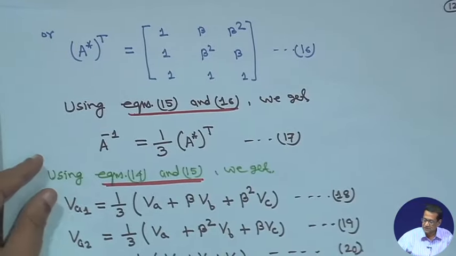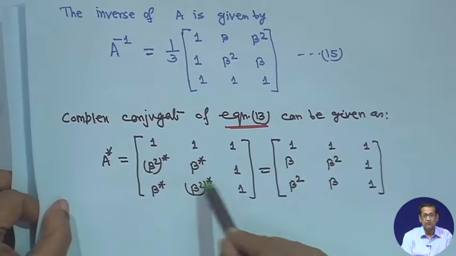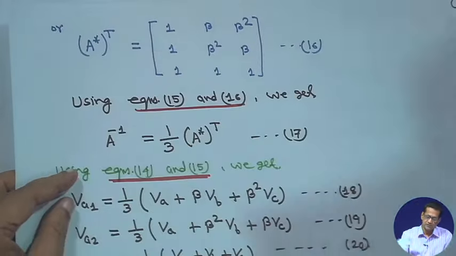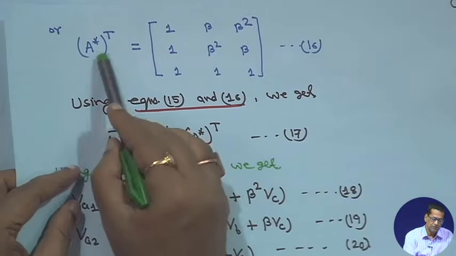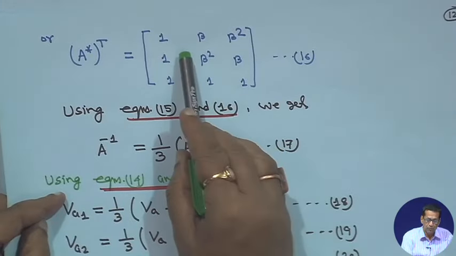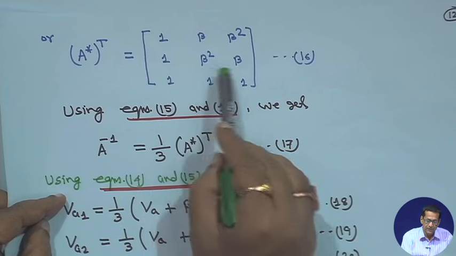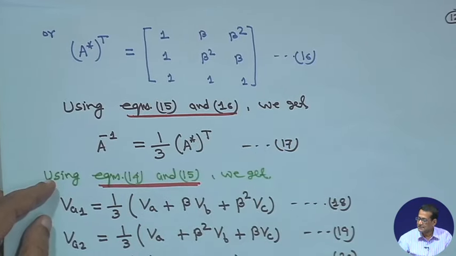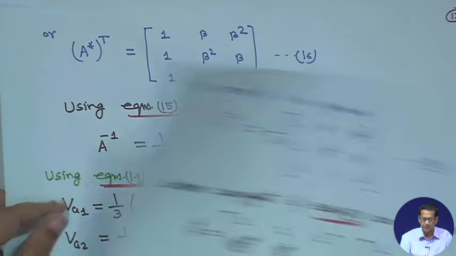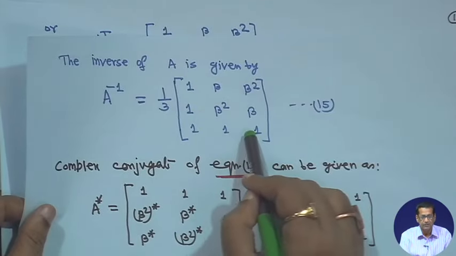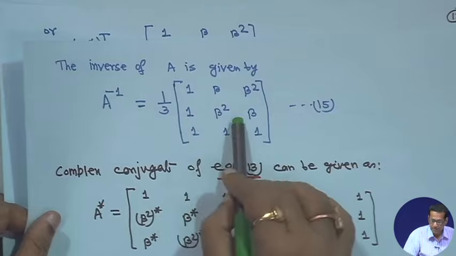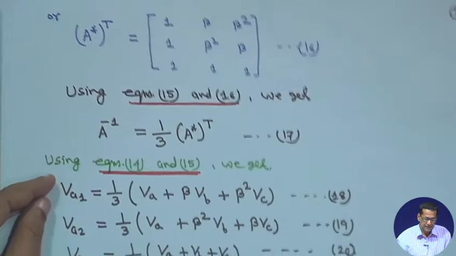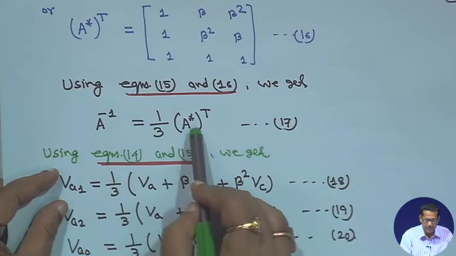you take the transpose of this matrix, that is A conjugate transpose. If you take the transpose, A conjugate transpose is equal to 1 beta beta square, 1 beta square beta and 1 1 1. So, using equations 15 and 16, this is your A inverse. If you try to find A inverse on your own, it will become like that. So, that means A inverse is actually 1/3 A conjugate transpose.